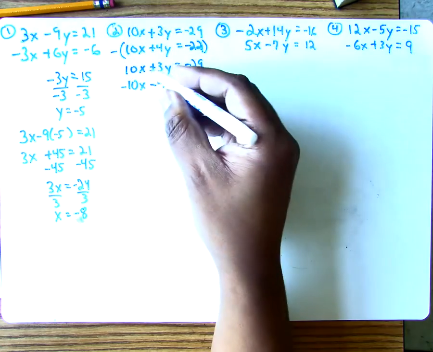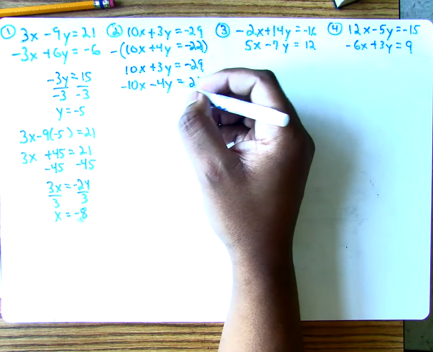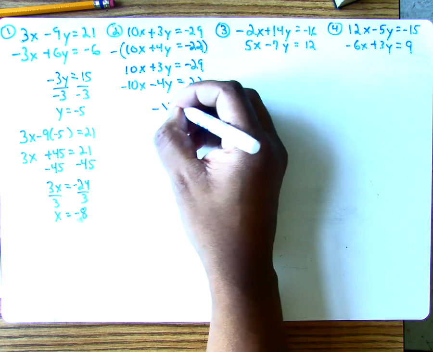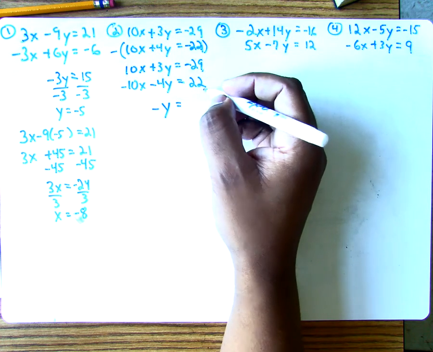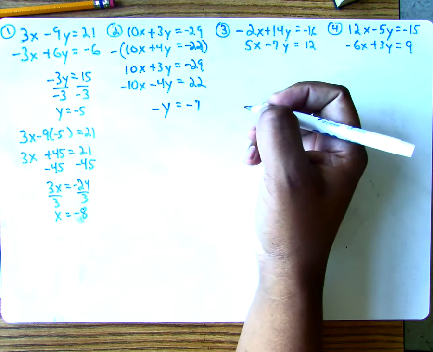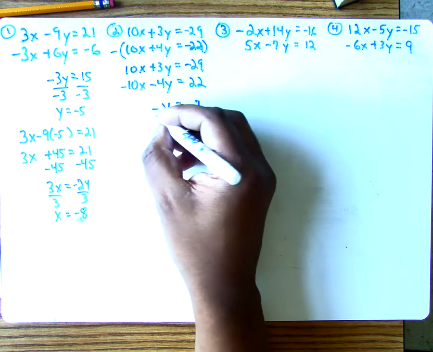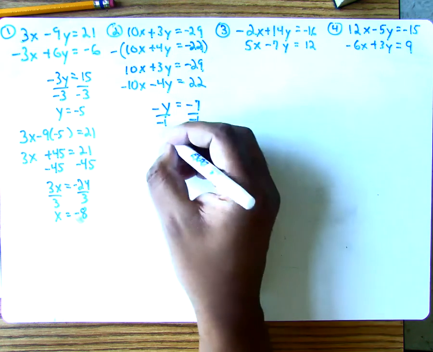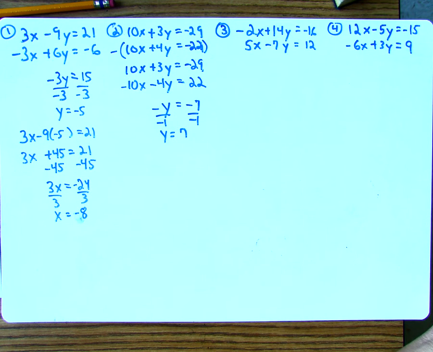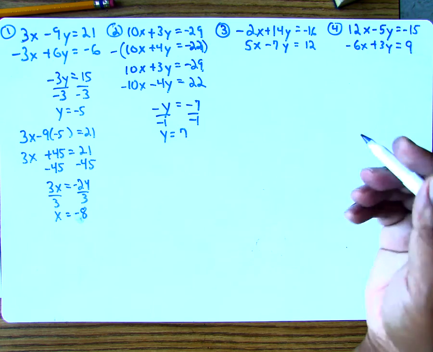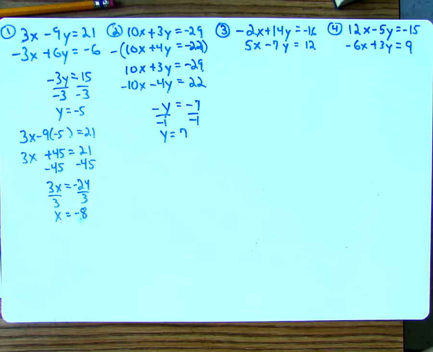Now, I'm going to take the 10x and combine these like terms here. That's going to get a 0. Then 3y and negative 4y will get us negative y. Here, negative 29 and positive 22 is going to get us a negative 7. If we divide by negative 1, then y is equal to a positive 7. Now we're halfway there. We're going to take the 7 and plug it back into our equation.